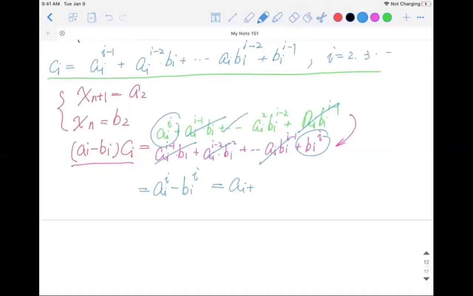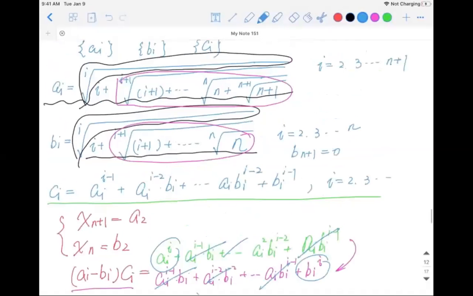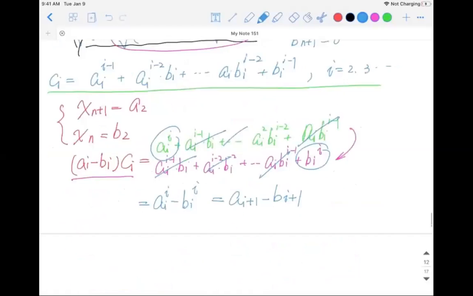A_{i+1} - B_{i+1}. Is that right? This is quite understandable, right? So this part is going to be A_{i+1}. This term is going to be B_{i+1}. All right? Just try to follow exactly the same fashion.